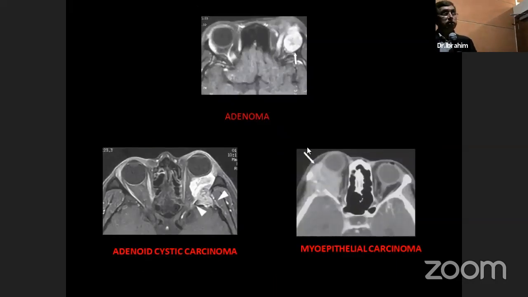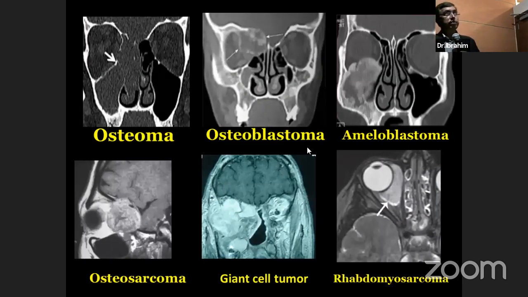Adenoma of the lacrimal gland, adenoid cystic carcinoma, and mucoepidermoid carcinoma, osteoma, osteoblastoma of the orbit, ameloblastoma, starting in the maxilla going into the orbit, osteosarcoma, giant cell tumor involving the whole of the orbit, rhabdomyosarcoma of the orbit, yes. There is pathology like this, but because you don't know, you don't think about it. You just look at the imaging and it shows you that.